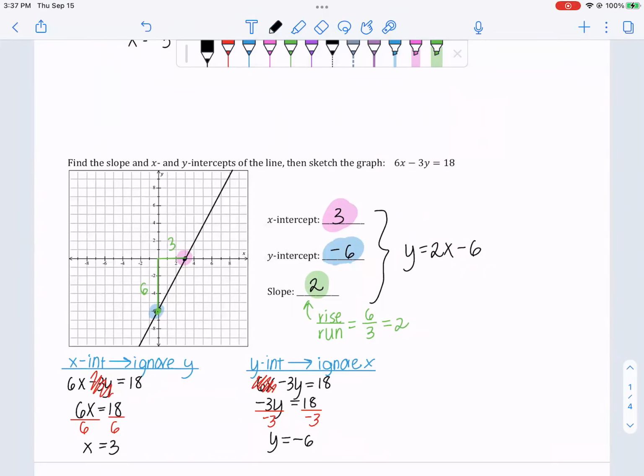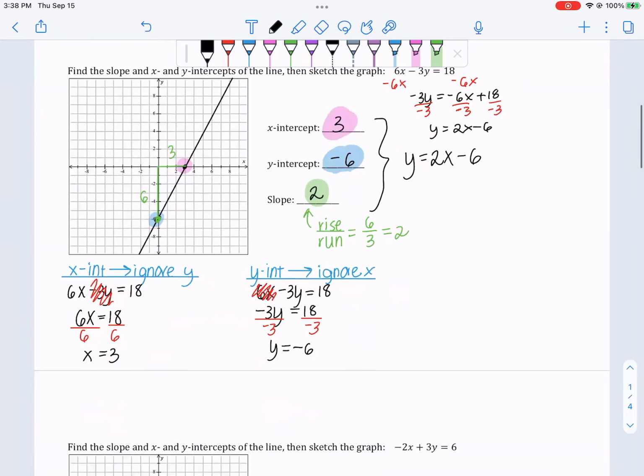And that would be the same thing you would get as if you rearranged this equation, right? You could do -6x on both sides. Then you get -3y is equal to -6x plus 18. And then you would divide all of this by -3. It's a little bit of extra work. We get y equals 2x minus 6. Same thing.